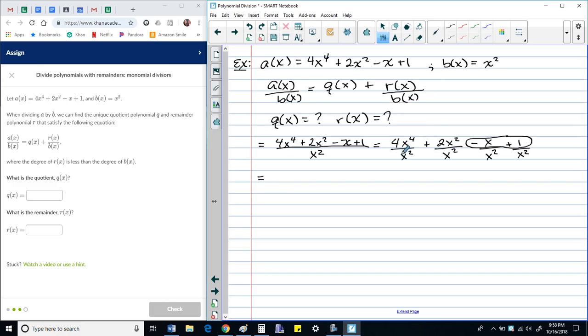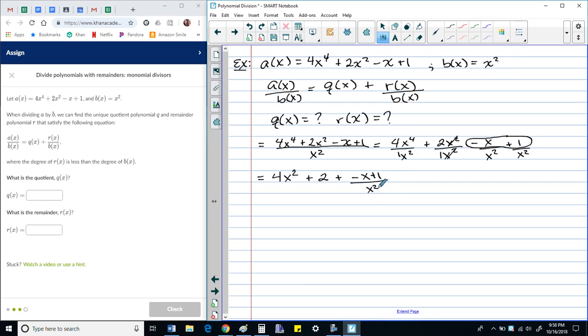So that's 4 divided by 1 is 4. And then 4 minus 2 is 2. Plus 2 divided by 1 is 2. And then x squared divided by x squared, those cancel, or in other words, they make 0, so that's it. All right. And then plus negative x plus 1 all over x squared.